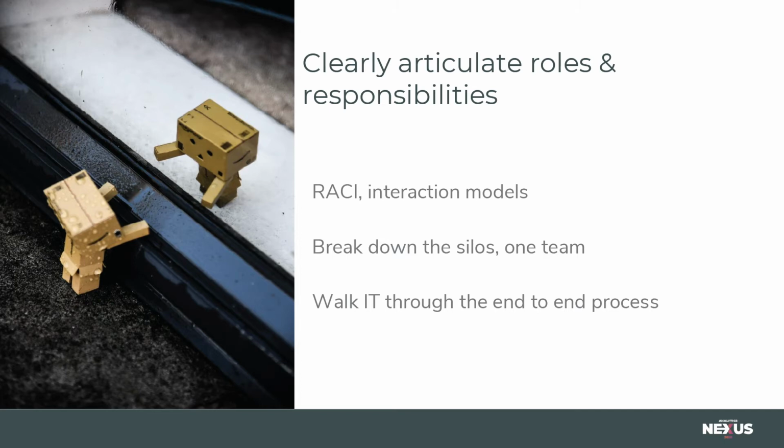The other thing to keep in mind is making sure you clearly articulate roles and responsibilities in the beginning. So whether this is interaction models, RACIs, whatever system or ways you want to define roles and responsibilities, do that with all parties involved, because often in an enterprise setting, you're dealing with multiple different teams. But the important thing here is to break down the silos and be one team together. And oftentimes this includes walking IT through the end-to-end process. And with doing that, that helps to see where the overlaps are.